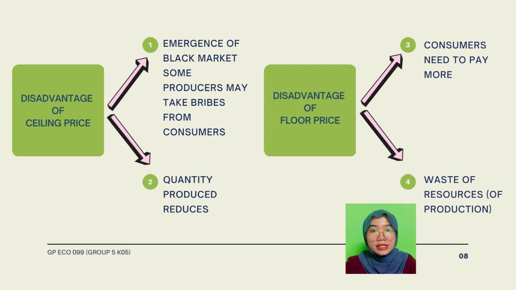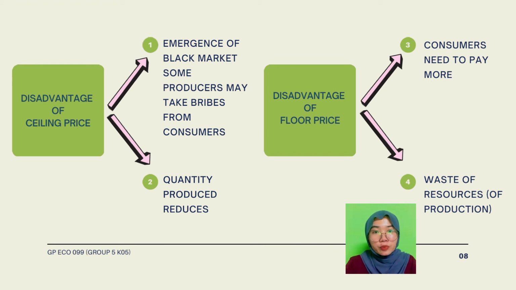The second disadvantage of the ceiling price is that the quantity produced is reduced. As the ceiling price is below the equilibrium price, producers will not make any profit from supplying certain products at that price. So producers will reduce production due to the lower price, and this means a reduction in the quantity supplied. In the event of a shortage of the product, some consumers will be willing to pay a higher price to get that product.